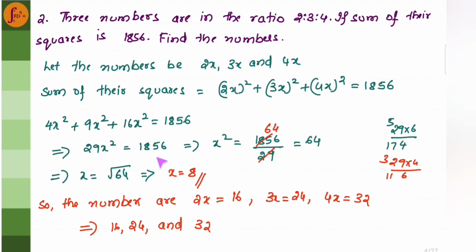Now we add up all this and we'll get x. And we know the first number is 2x, so 2 into x. The second number is 3x, so 3 into x. The third number is 4x, so 4 into x. So these are the numbers.